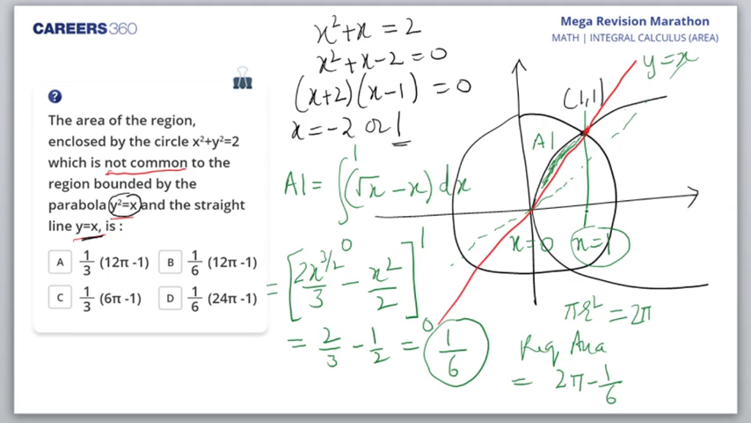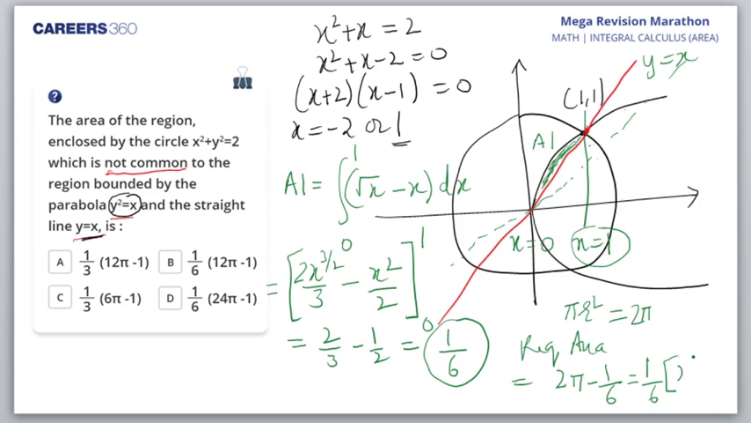Because from here to here I'll have to integrate the parabola minus line. From here to here I'll have to integrate circle minus line. So that would have become a complicated question. So 1 by 6 I'll take common. I hope I've answered you, Senthil.